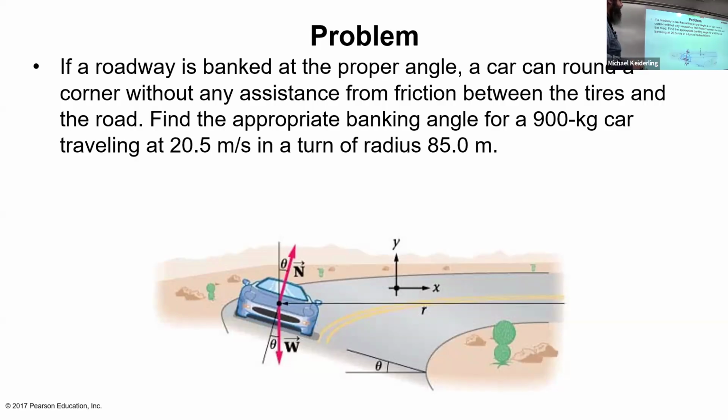So here, you can figure out the normal force is going to end up being the weight times the cosine of the angle. And then that component of the normal force times sine of the angle will give you the inwards force that provides the centripetal force.